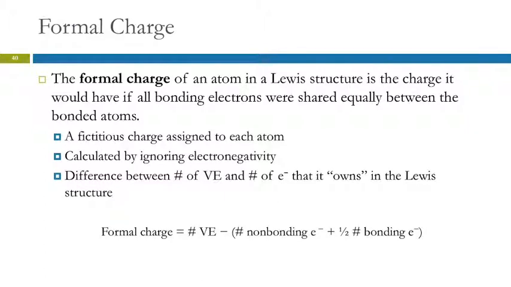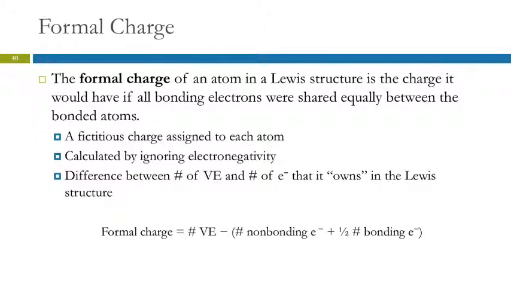So sometimes it can be hard to decide how to put things together, who to give the electrons to. And so we've got this idea of formal charge that can help us figure that out. Formal charge is something that's made up. It's a fictitious charge, a little bit like the oxidation states were made up. So the formal charge is the charge that an atom would have if all the bonding electrons were shared equally between the bonded atoms. And this is a kind of a shortcut method to figuring stuff out without having to look at electronegativities.